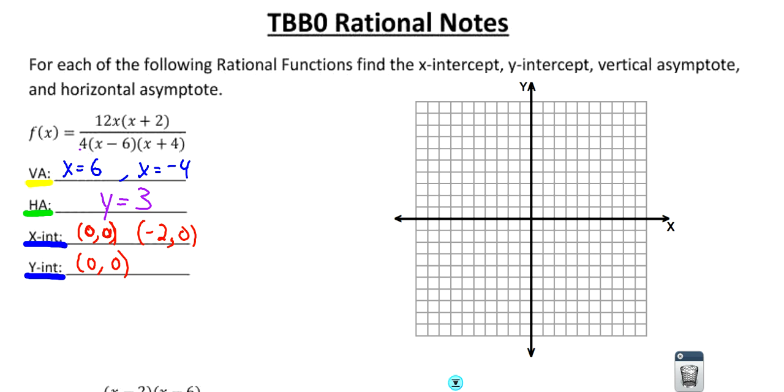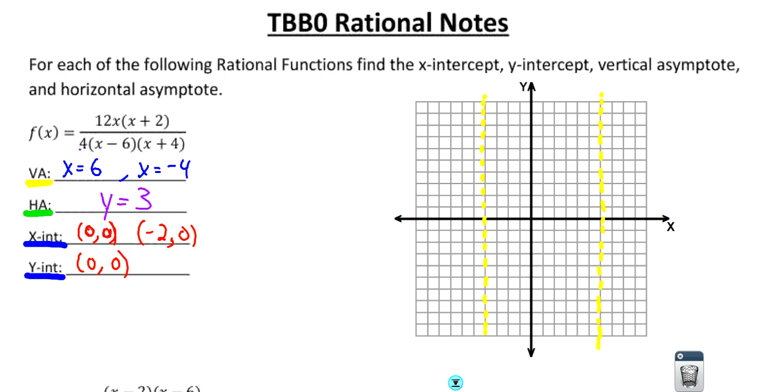So start with our vertical asymptotes. We have a vertical asymptote at -4, so 1, 2, 3, 4. So there's my vertical asymptote at -4, and at 1, 2, 3, 4, 5, 6, +6. So that's where my vertical asymptotes are.